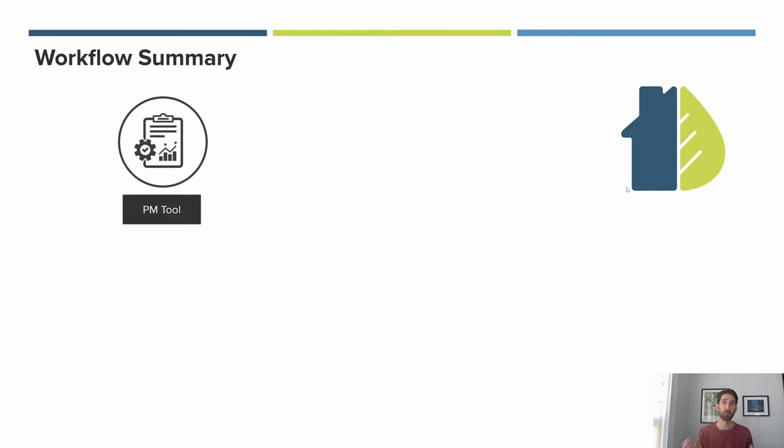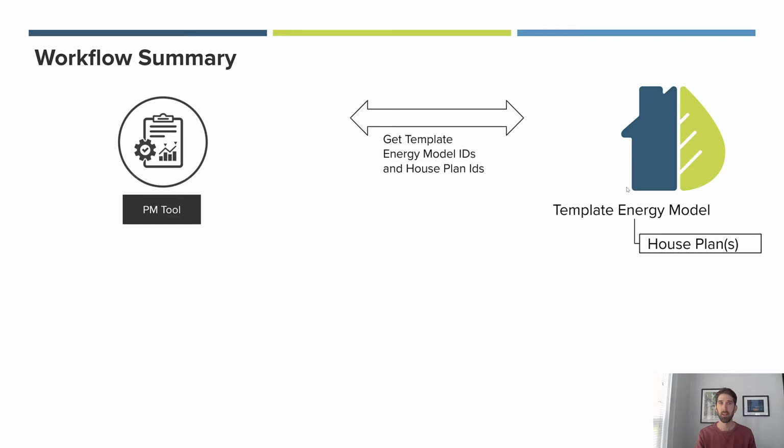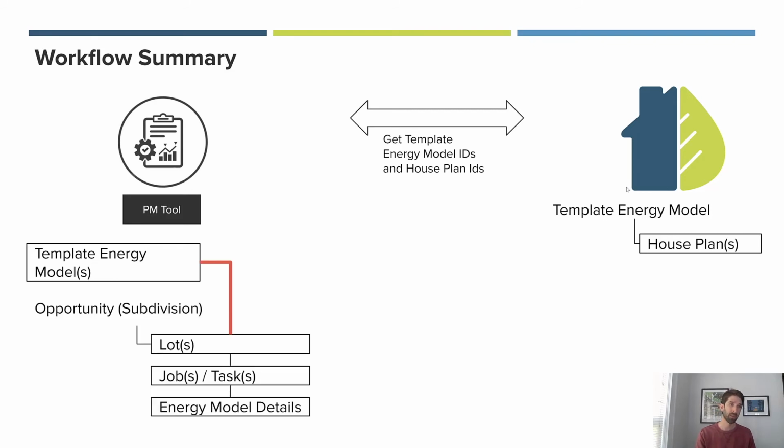So the workflow summary. So you have Ekotrope and you have your project management tool. In Ekotrope, you build the template energy model, and the template energy model has a house plan. The project management tool, in our case Google Sheets, will get the template energy model ID and the house plan IDs out of Ekotrope via an API call. That way you have a record of all your template energy models in your project management tool. You can also load that into your project management tool using the project details CSV export from Ekotrope as well.